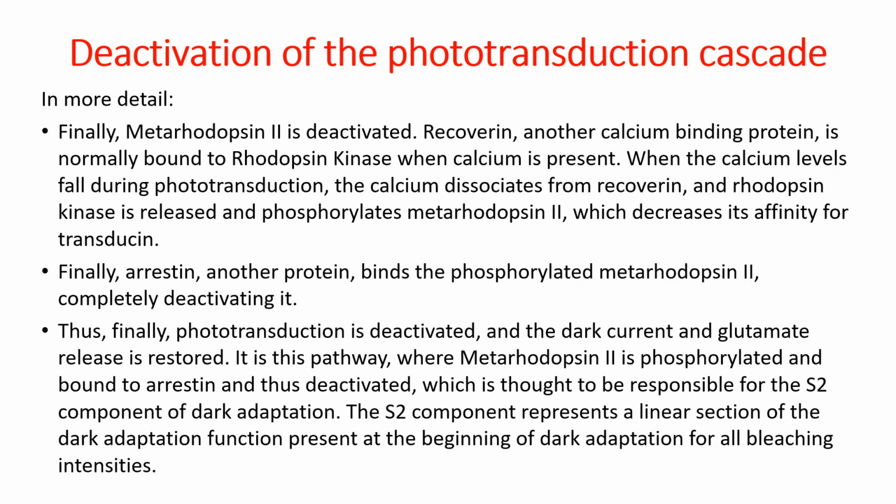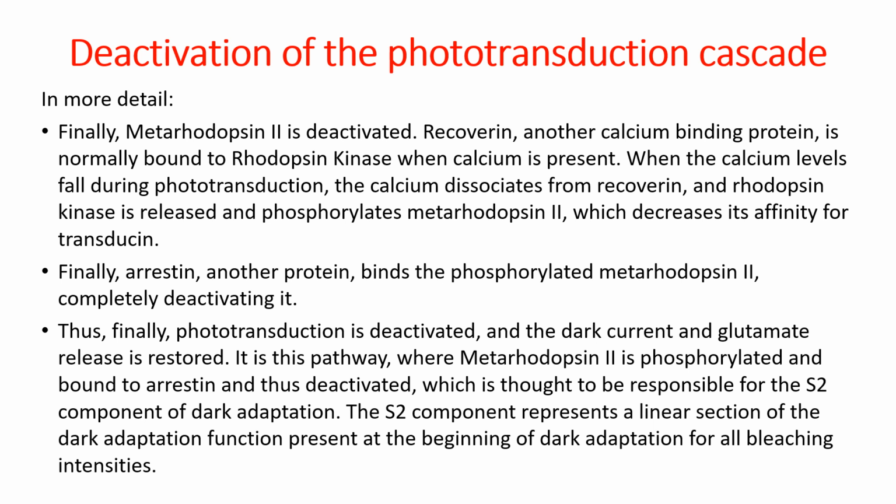Finally, metarhodopsin 2 is deactivated. Recoverin, another calcium-binding protein, is normally bound to rhodopsin kinase when calcium is present. When the calcium levels fall during phototransduction, the calcium dissociates from recoverin, and rhodopsin kinase is released and phosphorylates metarhodopsin 2, which decreases its affinity for transducin. Finally, arrestin, another protein, binds the phosphorylated metarhodopsin 2, completely deactivating it. Thus, finally, phototransduction is deactivated, and the dark current and glutamate release is restored.